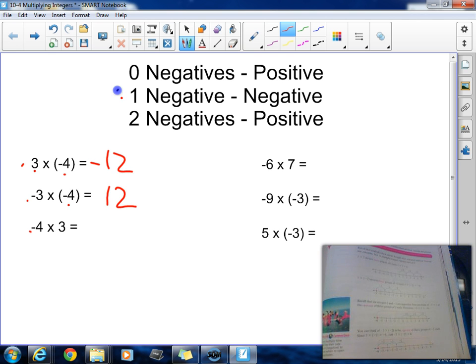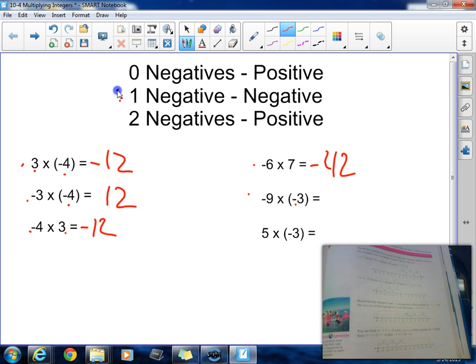Last one, negative 4 times 3. Negative 12, as hopefully you could figure out because I see 1 negative, 1 positive. So the answer is going to be negative 12. So that's the easy part, okay? Now let's get into some more, well, we can call them more difficult ones. They really shouldn't be more difficult ones though. Negative 6 times 7. Once again, different signs, so the answer is going to be negative. And 7 times 6 is going to be 42. So the answer is negative 42.